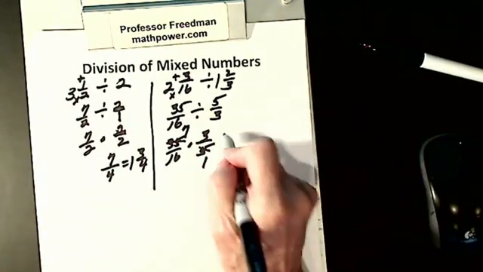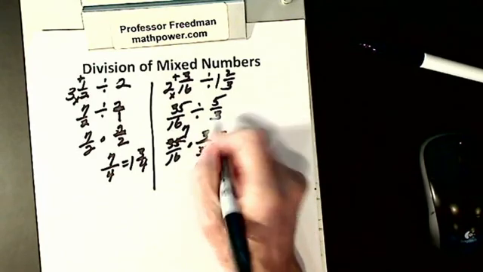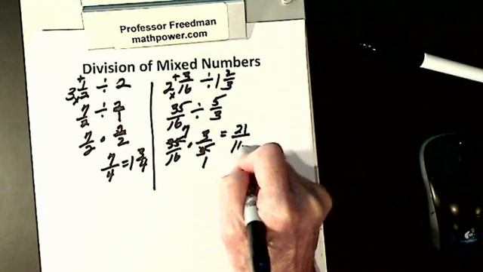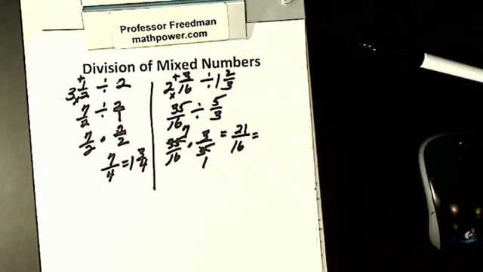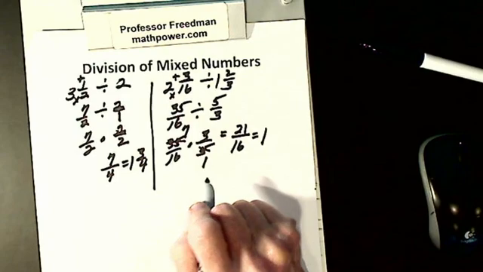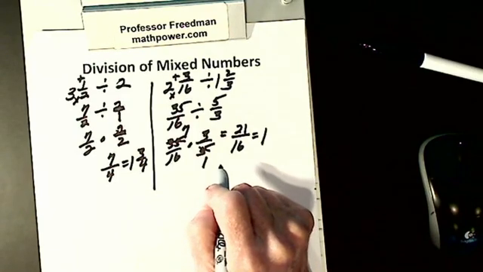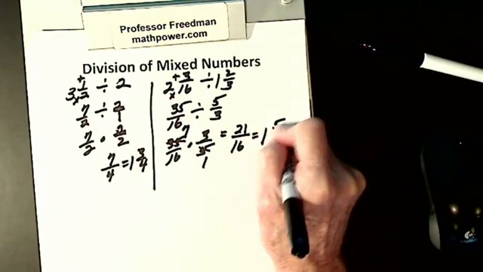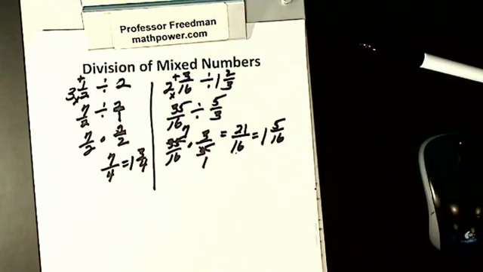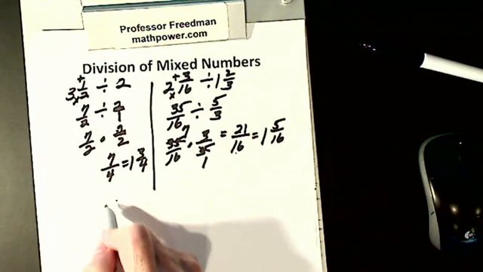Nothing I could do. So I multiply across. 3 times 7 is 21. 1 times 16 is 16. I have an improper fraction. If I want to change it to mixed, 16 into 21 goes 1 time, and my remainder, which is going to be 5, goes over my denominator. If I start with 16ths, I end up with 16ths. I'll just do a few more.